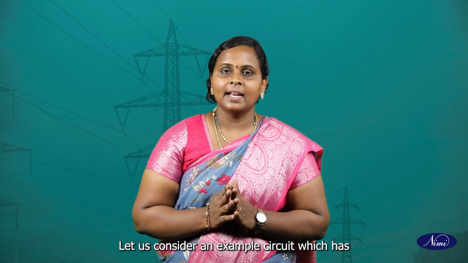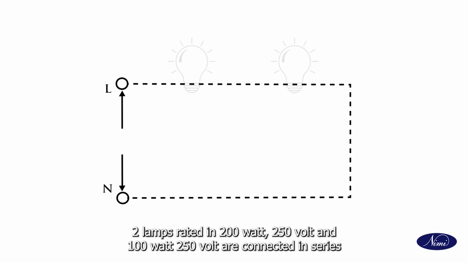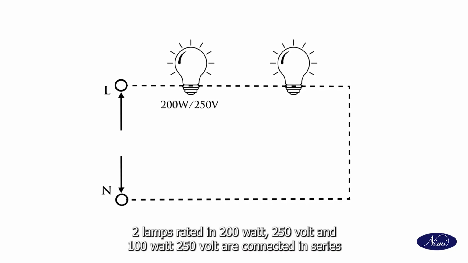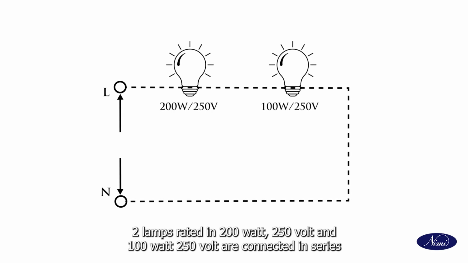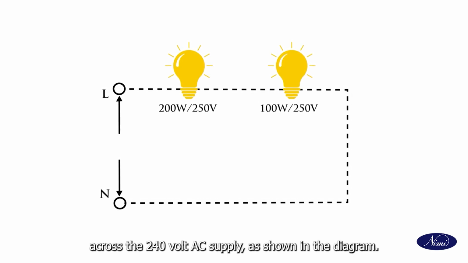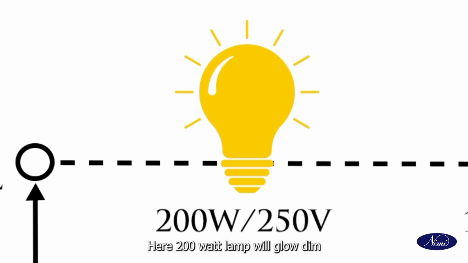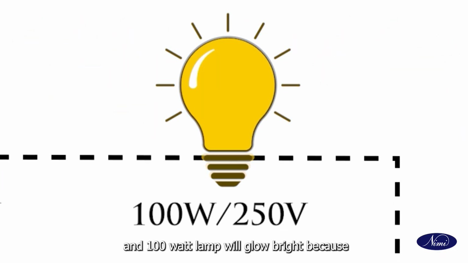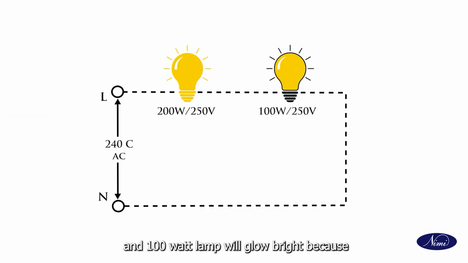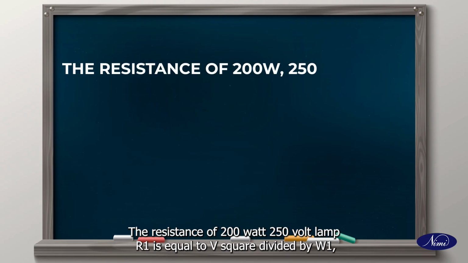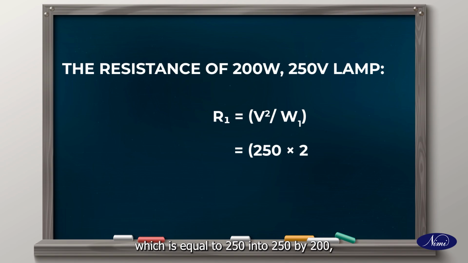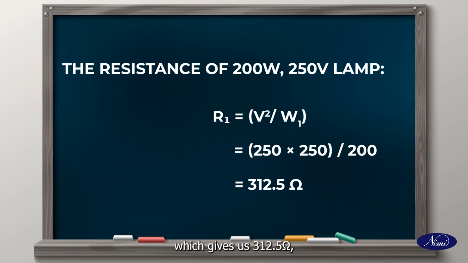Let us consider an example circuit which has two lamps rated 200 watt 250 volt and 100 watt 250 volt connected in series across the 240 volt AC supply as shown in the diagram. Here the 200 watt lamp will glow dim and the 100 watt lamp will glow bright because the resistance of the 200 watt 250 volt lamp R1 is equal to V square divided by W1, which is equal to 250 into 250 by 200, which gives us 312.5 ohm.